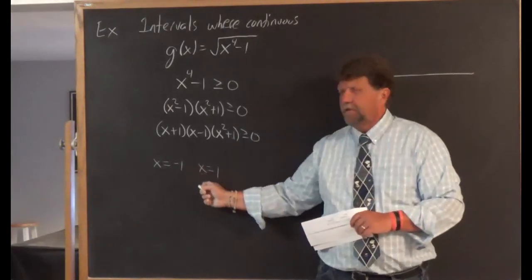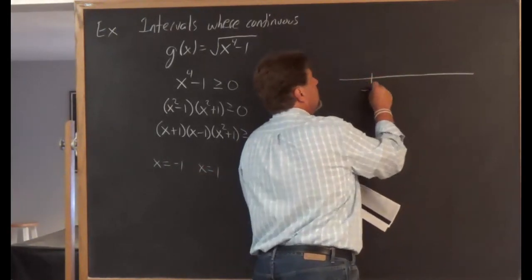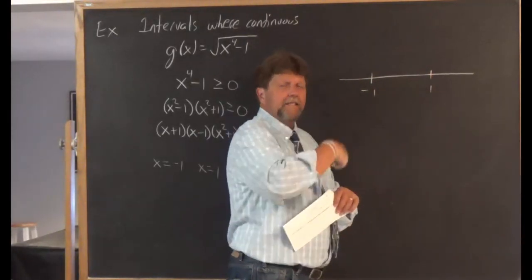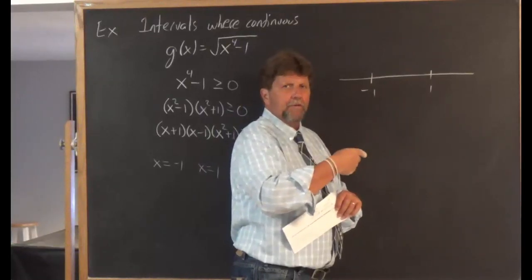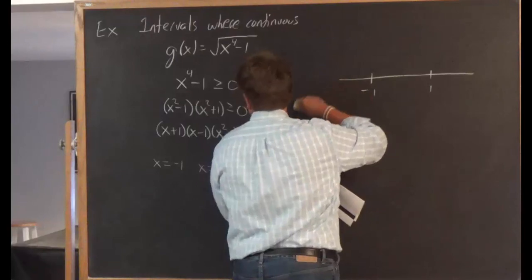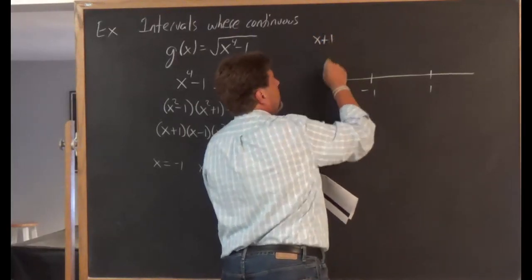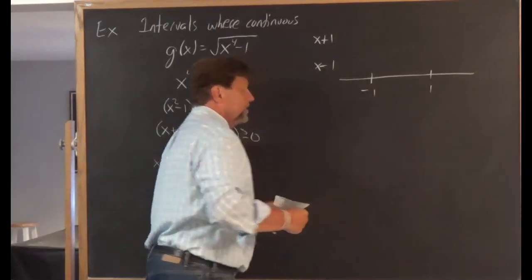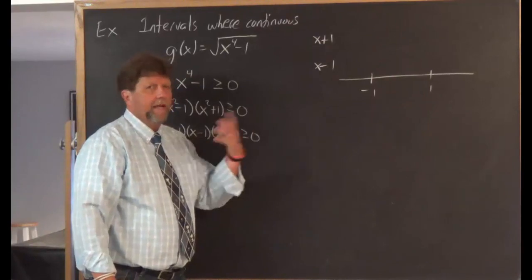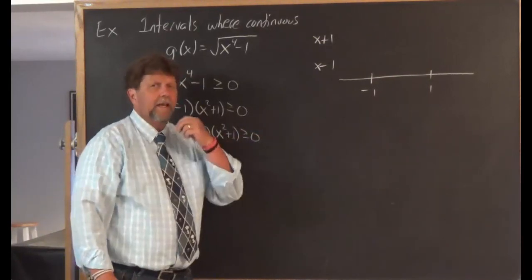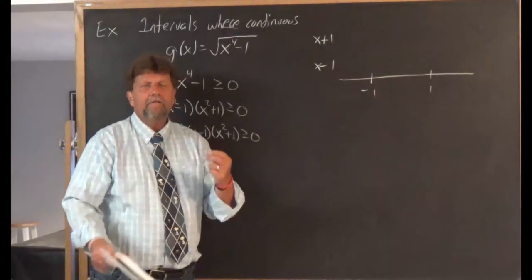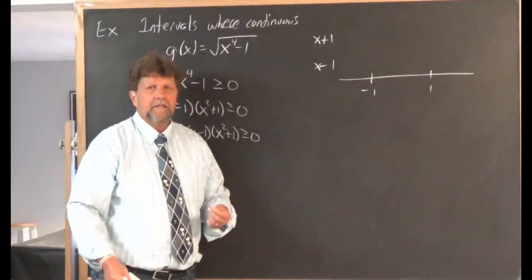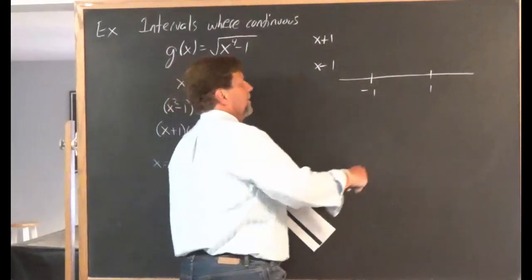I put these values of x on a number line. So there's negative 1 and 1. And then what I do for my bookkeeping is I list the factors that gave those zeros right here. So x plus 1 gave us this, and x minus 1 gave us this. Notice I don't need to put x squared plus 1 anywhere in there because x squared plus 1 is never equal to 0. In fact, x squared plus 1 is always positive.